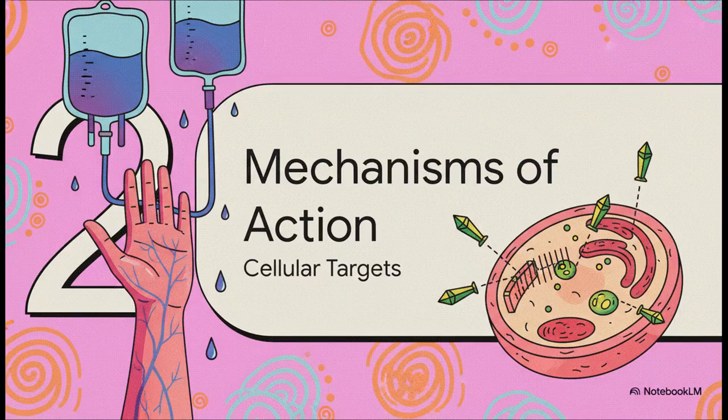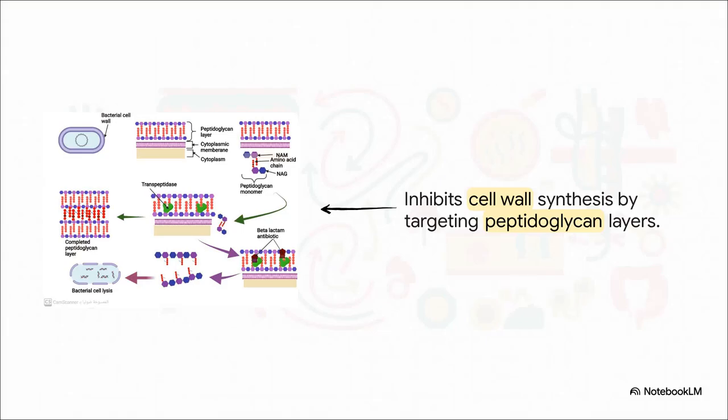Section 2. Mechanisms of antibiotic action. Let's get down to the cellular level. This is where the magic happens. First up, inhibiting cell wall synthesis. Bacteria have a high internal osmotic pressure, and without a strong wall, they literally pop. Their wall is made of a peptidoglycan layer, which is essentially a chain-link fence made of alternating NAM and NAG sugar molecules.